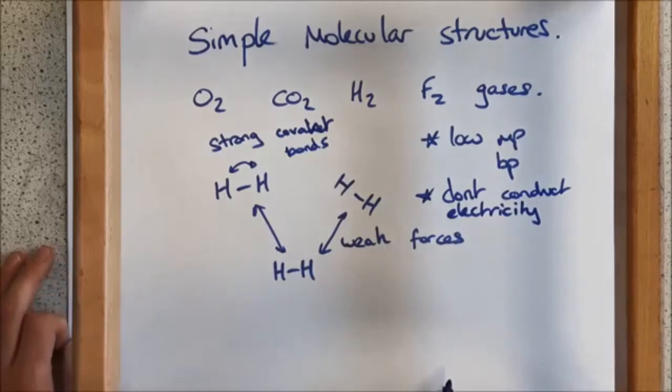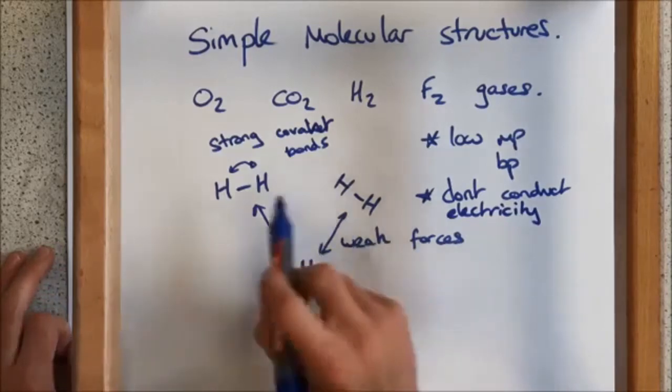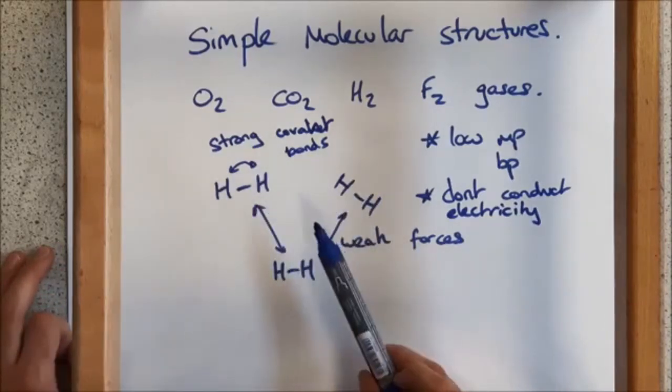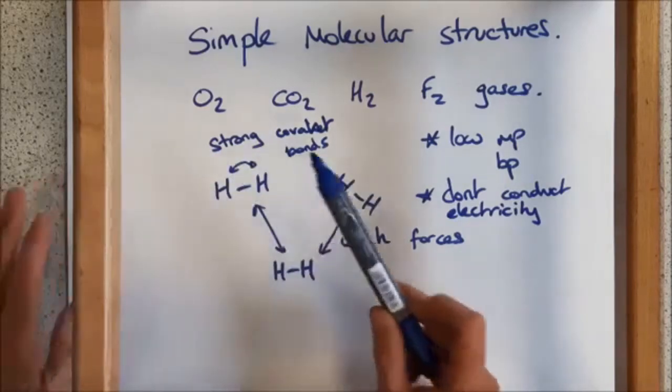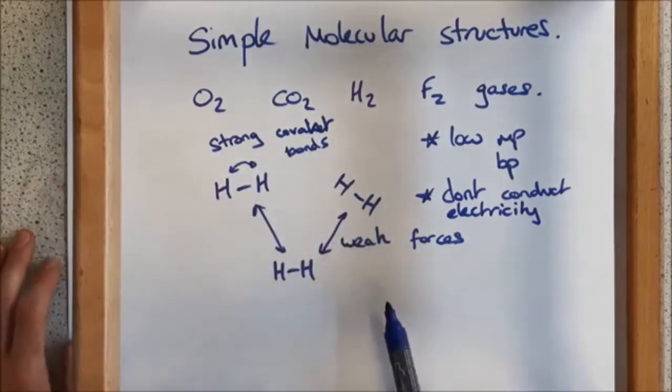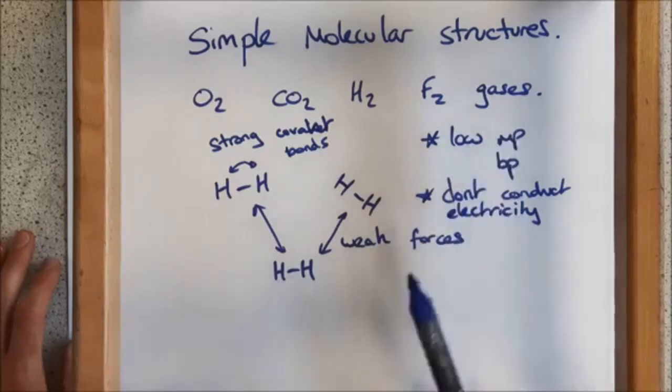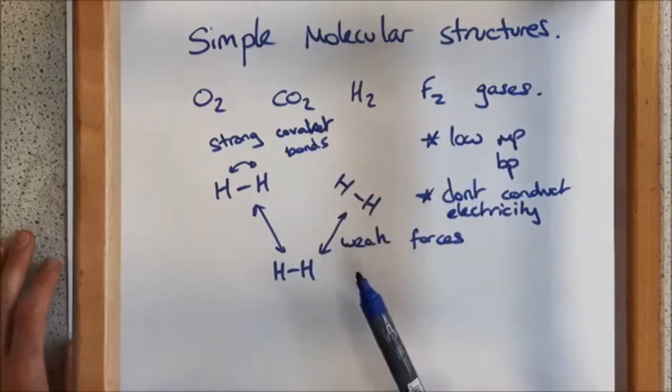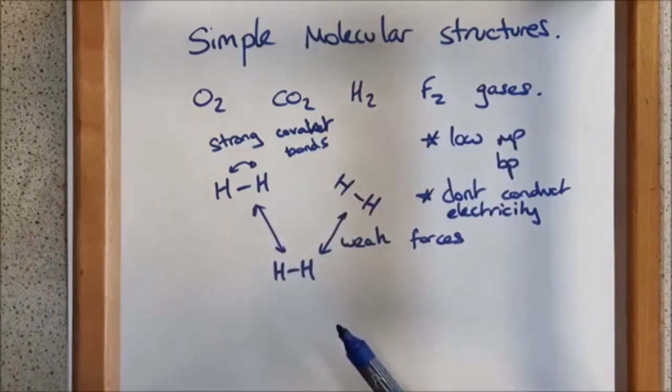As they've got no free electrons to conduct the charge. We've got no ions, we've got no positive and negative charges, so they can't be attracted in different directions to conduct charge either. So simple molecular structures have low melting and boiling points and don't conduct electricity, and it's because of these weak forces.